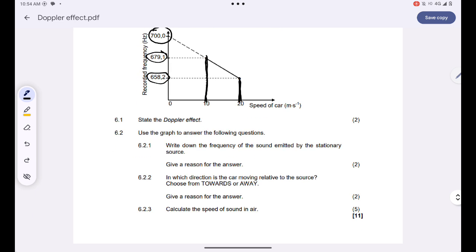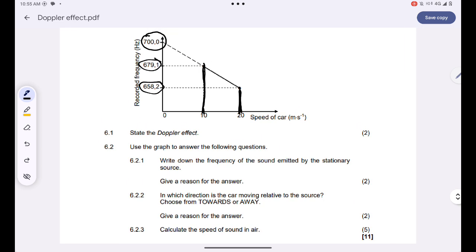And then 6.2, we are told to use the graph to answer the following questions. Write down the frequency of the sound emitted by the stationary source. The sound emitted by the stationary source is 700 hertz. We must give a reason for our answer.